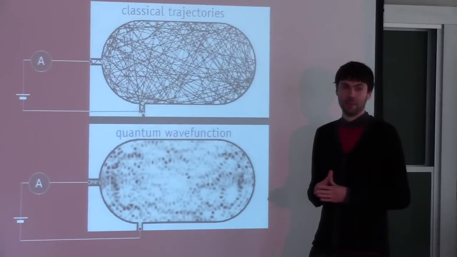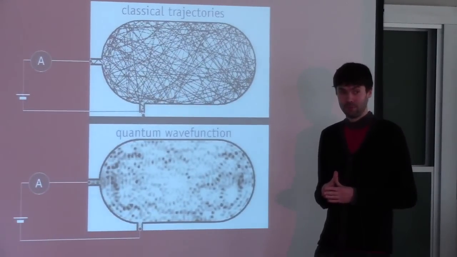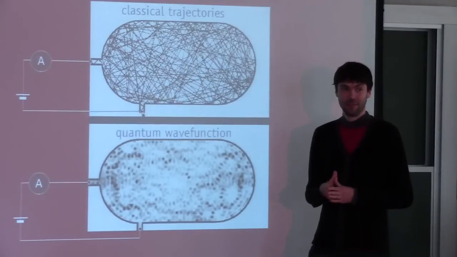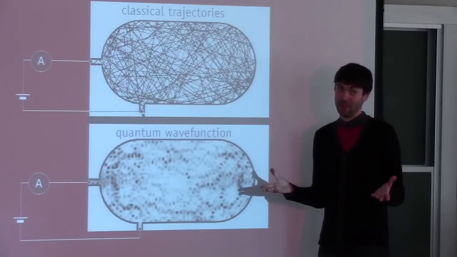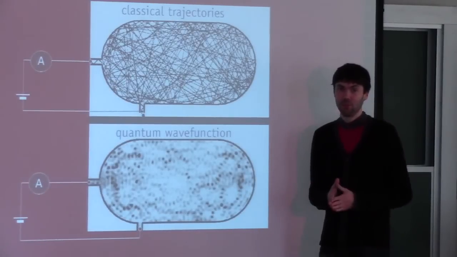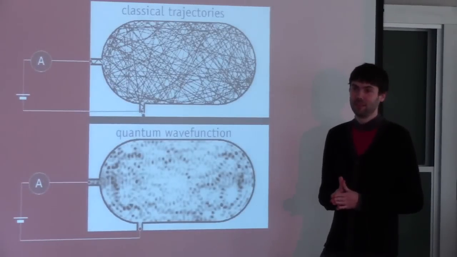What can we change to make this happen? Shrink the chamber. Shrink the chamber to make it smaller than the wavelength of an electron, for example, right? Yeah, that's a good one. Other ideas?